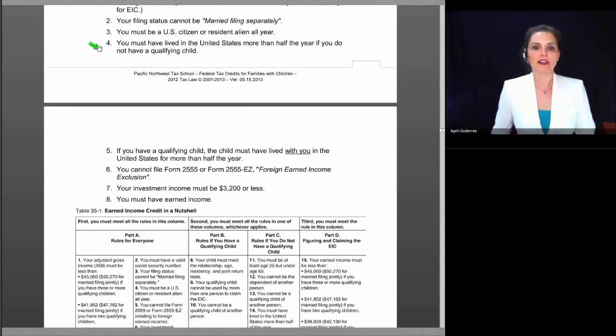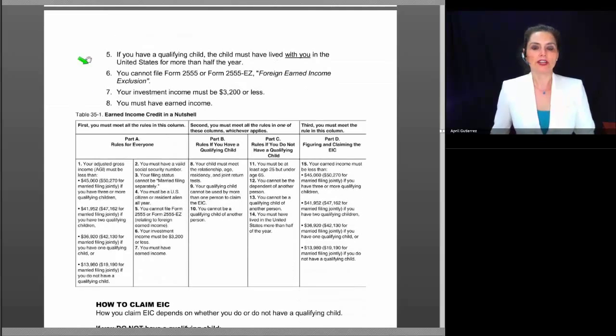You must have lived in the United States for more than half the year if you do not have a qualifying child. If you do have a qualifying child, the child must have lived with you in the United States for more than half the year. You cannot file Form 2555. Your investment income must be $3,200 or less, and you must have earned income. Nowhere in there does it say that the child has to be your dependent, because they don't.